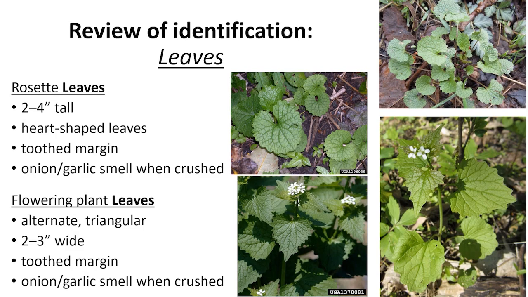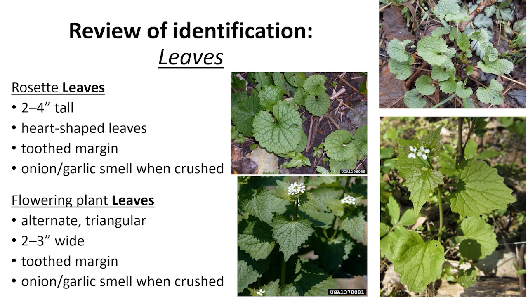So first, let's look at some identifying characteristics. Let's look at the leaves. That's probably our first stop when we want to try and identify this plant. I'm going to differentiate rosette leaves and flowering plant leaves because there are some distinctions on how they look a little bit different. Those rosettes can be anywhere from 2 inches to 4 inches tall, and really they have these heart-shaped leaves which are quite distinct.